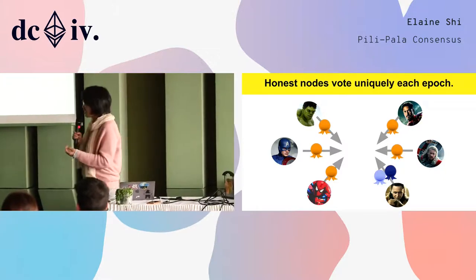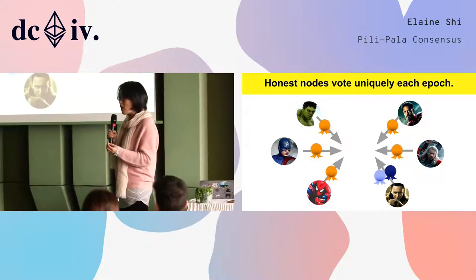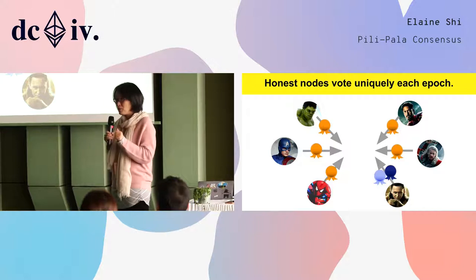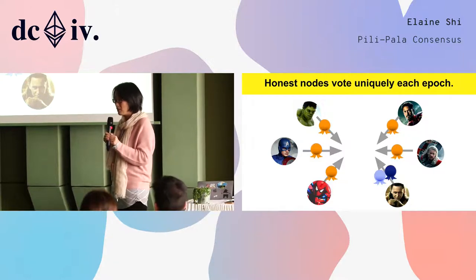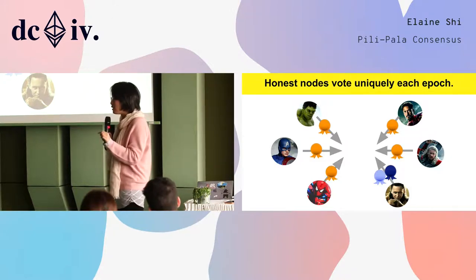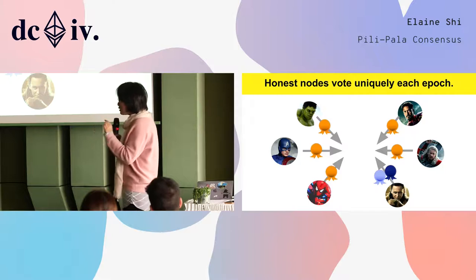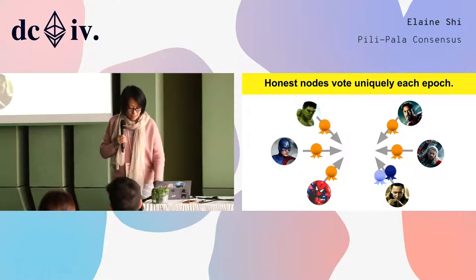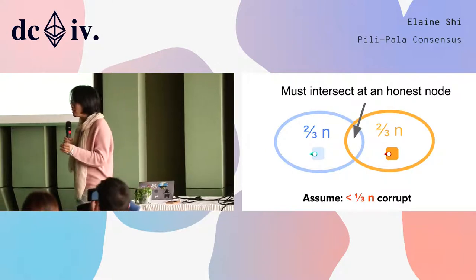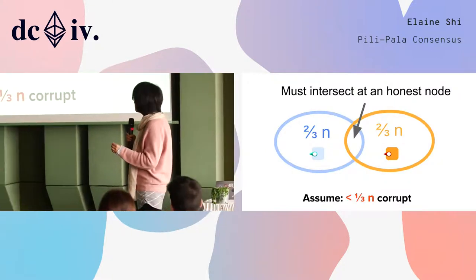So a very important thing to remember about this protocol is that all of the honest nodes are going to vote uniquely in every epoch. This means that in every epoch, I'm going to wait until I hear the first proposal from the proposer. I'm going to vote on that proposal and only that proposal. I'm not going to vote on anything else. So this invariant is very important for consistency. And in fact, given this invariant, I can give you a very simple consistency proof.